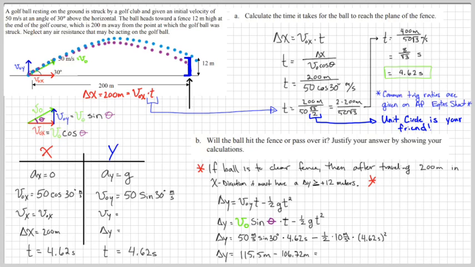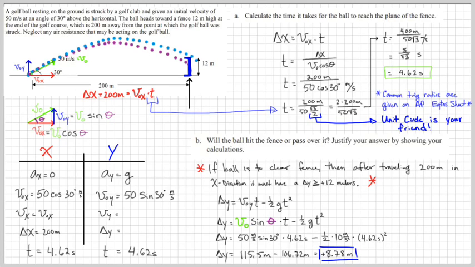So I've got 50 sine 30 times 4.62 seconds minus 1/2 times 10 meters per second squared. I'm using 10 meters per second squared as my g. Down is negative, times my time squared, 4.62 seconds squared. And I get 115.5 meters minus 106.72 meters. So I got about 8.78 meters there for the positive change in the y position. So it doesn't clear the fence.